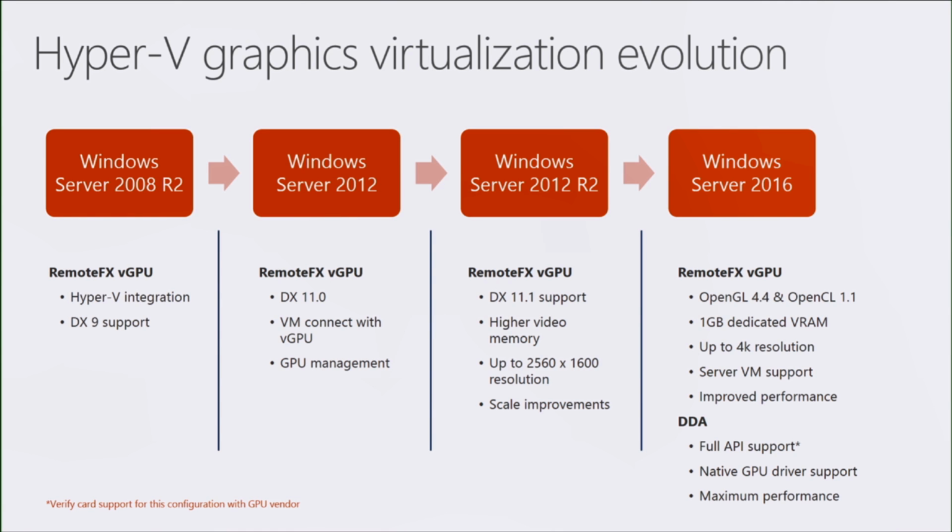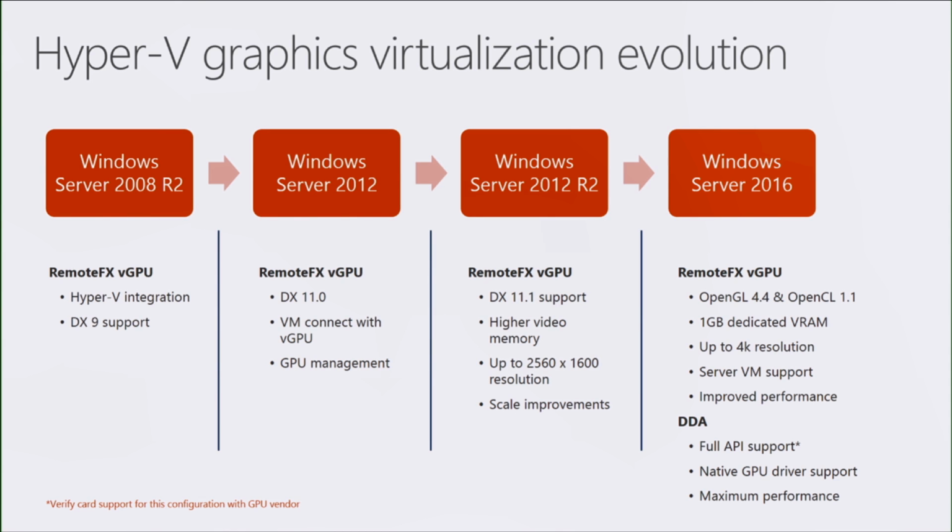And now, let's have a look at 2016. There's something inside. So OpenGL, 1 GB dedicated video RAM. 1 GB, this is okay so far. We have 4K resolution support in it. That's also cool. We have a new thing, it's called server VM support. Let's have a look at this later. We have a better performance from the RDS side, from the connection broker side, from all the sides which belong to our RDS scenario. We have the full API support, native GPU driver support, and so on.